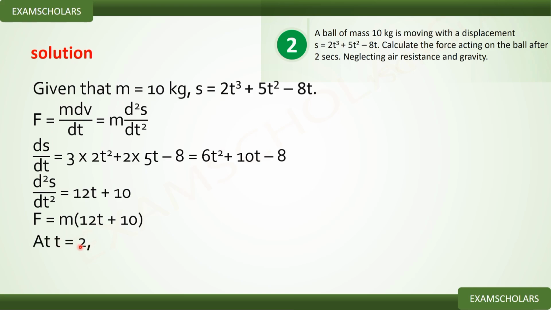At t is equals to 2. Don't forget, in the question you are given time, which is 2 seconds. So just go ahead and plug in 2 inside that formula and the value of mass, which is 10 kilogram. So let's go. F will now be what? 10 coming from mass, and you open bracket 12 multiplied by time, which is 2, plus 10. What is 12 times 2? You have 24 here, plus 10. Then you have your 10 outside. What is 24 plus 10? That is 34. And you have 34 times 10. What is 34 times 10?